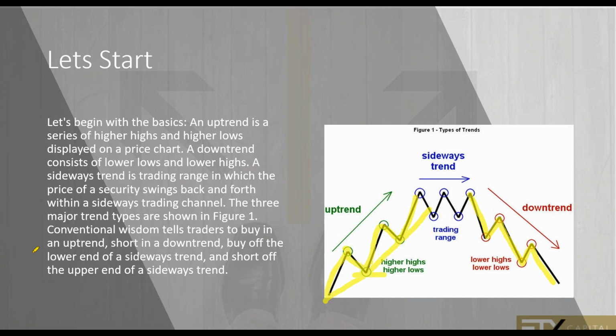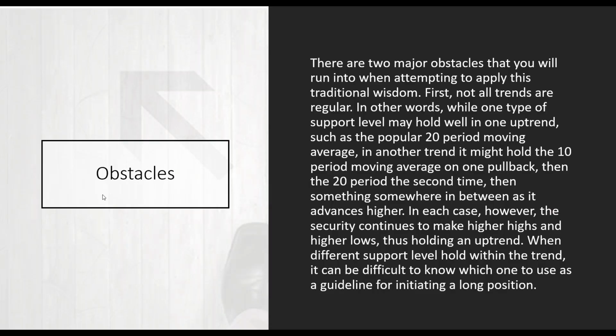And then, of course, we have sideways trends or congestion. So those are the actual three types of trending markets. We have uptrends, downtrends, and sideways trends. There are two major obstacles that you will run into when attempting to apply traditional wisdom. First, not all trends are regular. In other words, while one type of support level may hold well in one uptrend, such as a popular 20-period moving average, in another trend it might only hold to 10.